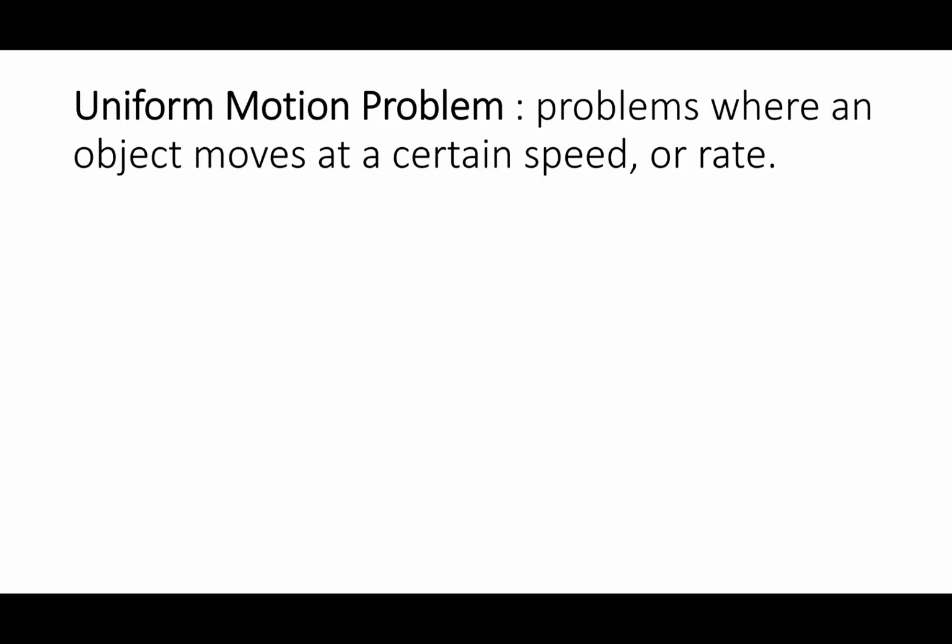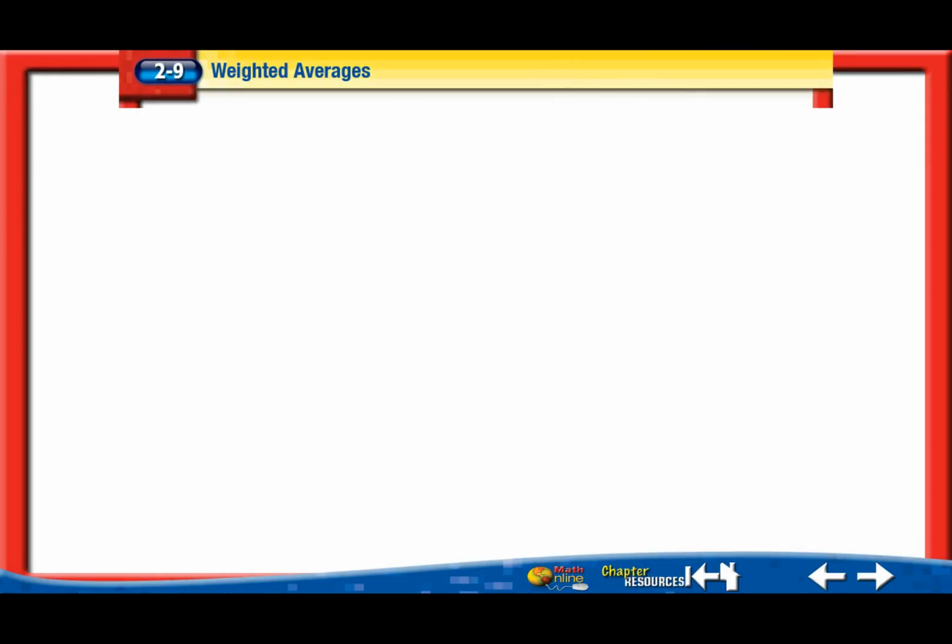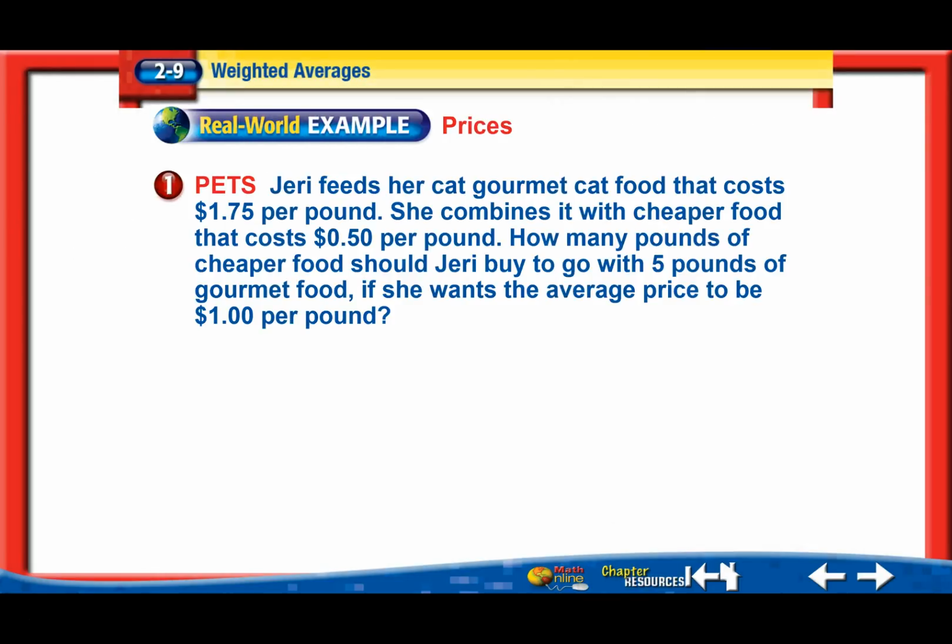So a uniform motion problem. This is more commonly known as problems where they have a speed or a rate. Most of the time, you're going to use D equals RT, and that's distance equals rate times time. All right, so we're going to get into some examples here.